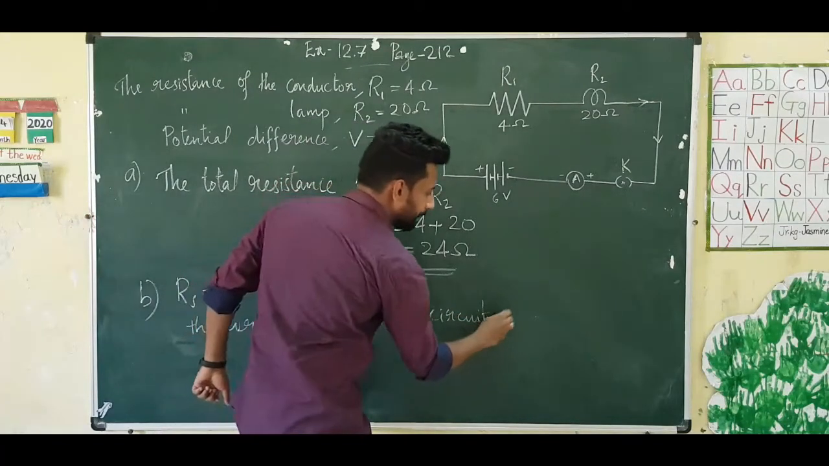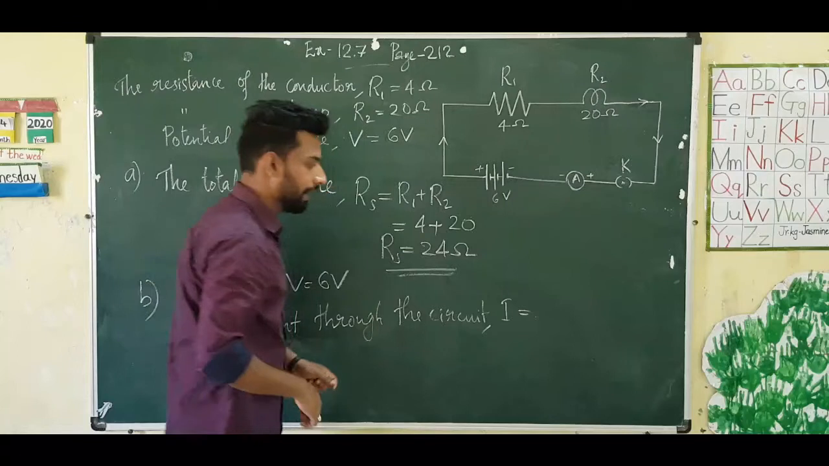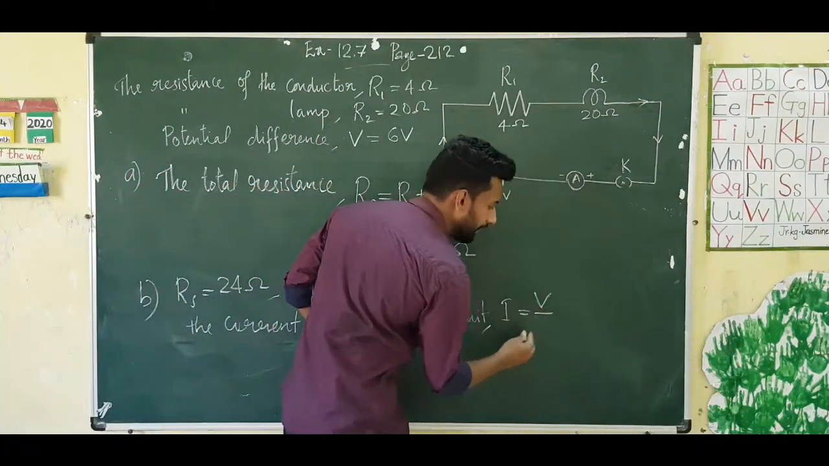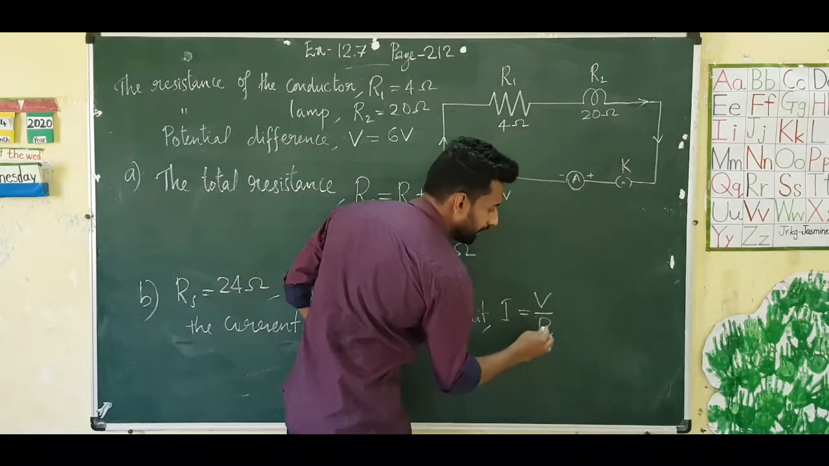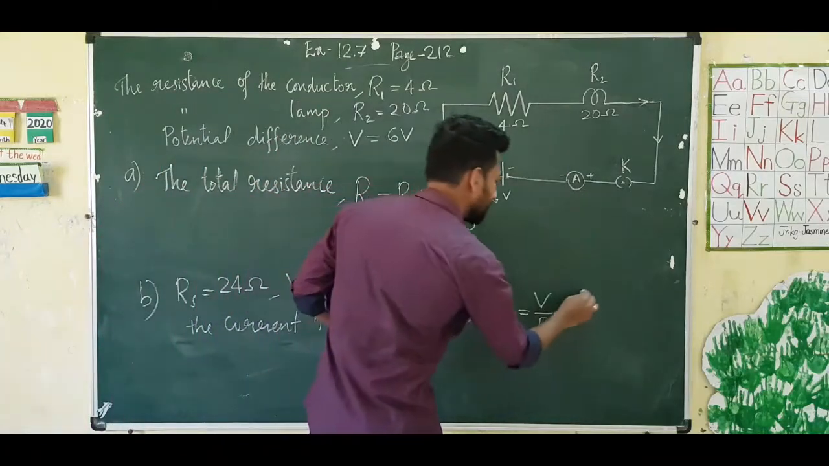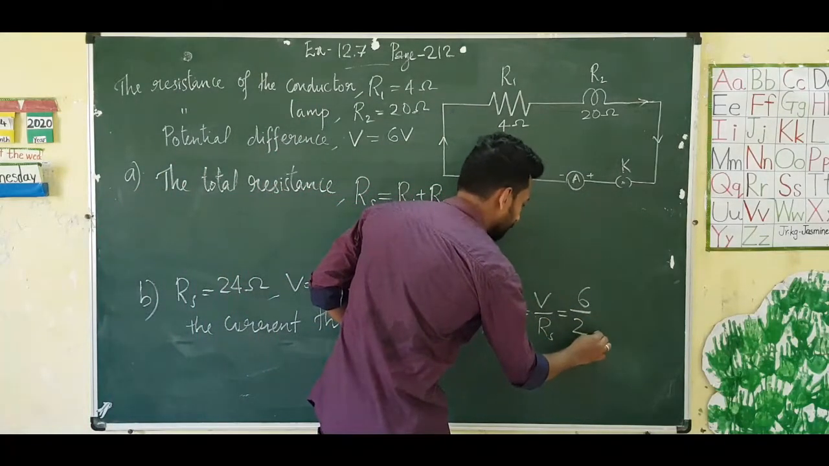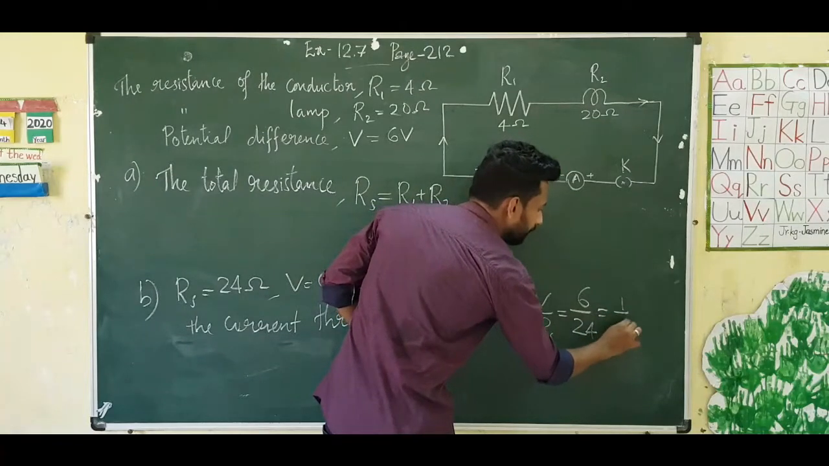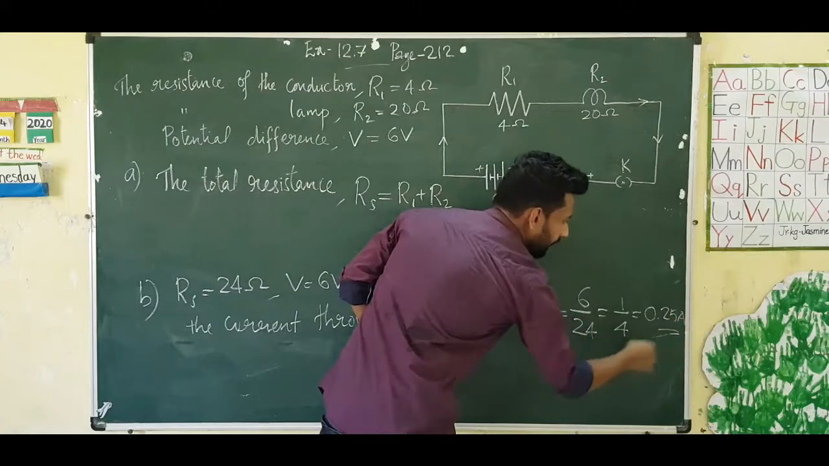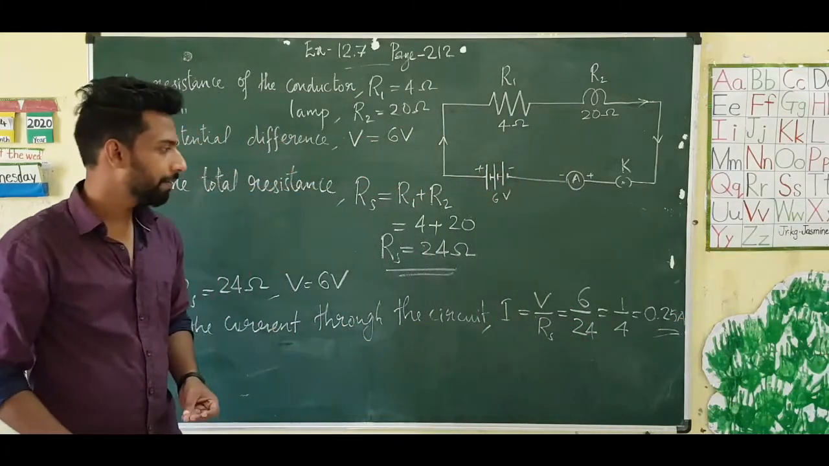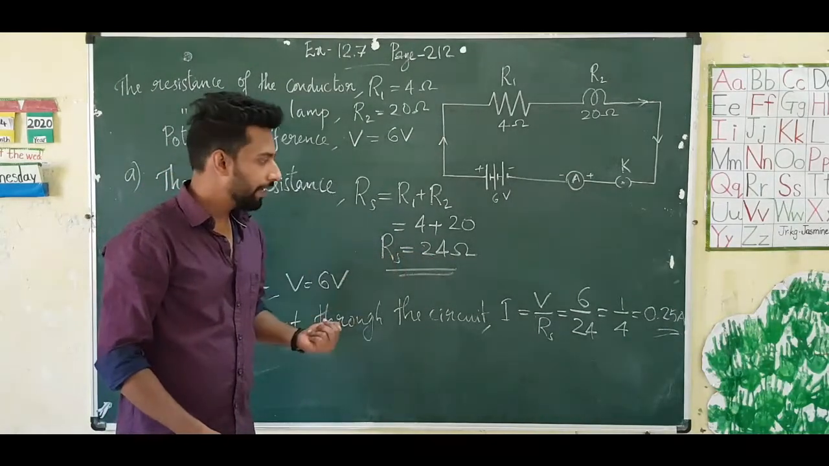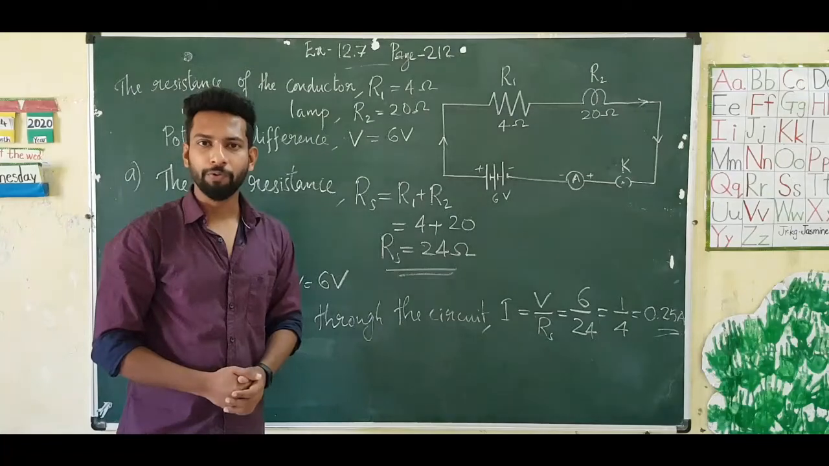Current through the circuit is represented by I equal to, now we can apply Ohm's law. I equal to V by R. Here R can be represented as Rs, since it's a series combination. Now substitute the values. V equal to 6 divided by 24, that is 1 by 4 equal to 0.25 ampere. So our answer is 0.25 ampere. So the total resistance of the circuit is 24 ohm, and the current flowing through the circuit is 0.25 ampere.